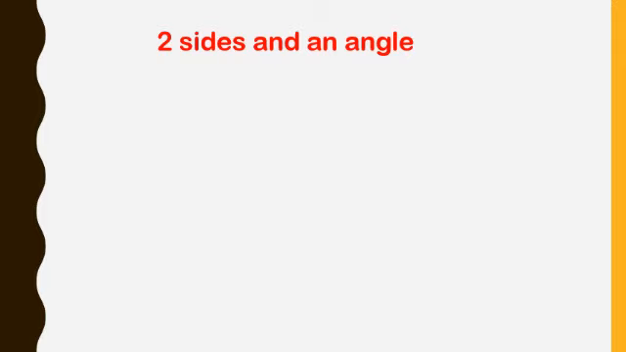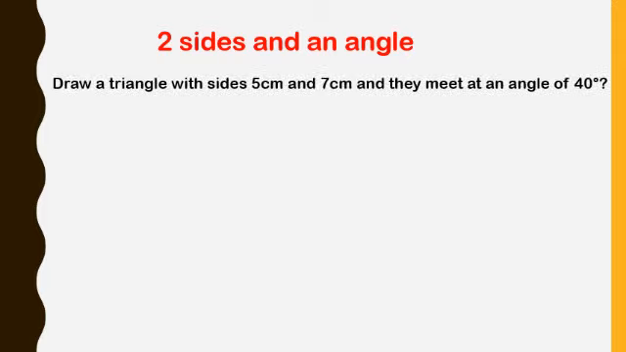Next, let us see the second property of two equal triangles: two sides and an angle. First, let us draw a triangle with sides 5 cm and 7 cm, and they meet at an angle of 40 degrees. How many different ways can we draw it? First, let us draw the 5 cm side as the base.